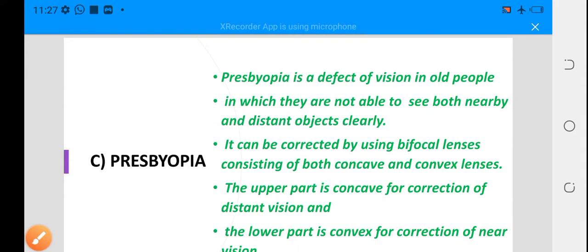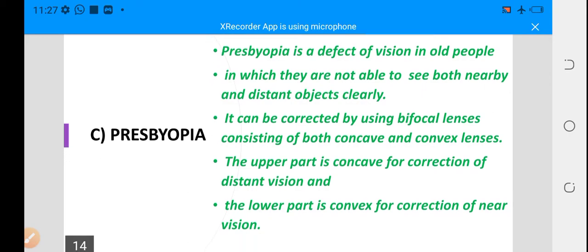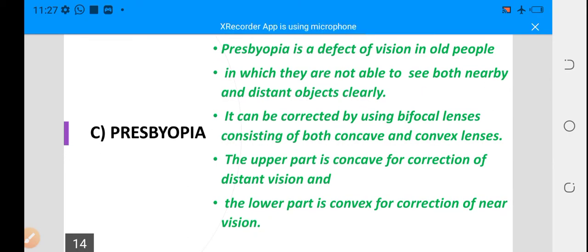Coming to the other one, presbyopia. Presbyopia is a defect in vision of old people. Most probably you can see it in old people who are more than 60 years. They cannot see far objects, and they cannot see near objects. So this is the problem, and it is called presbyopia. It is a mixture of short-sightedness as well as long-sightedness.